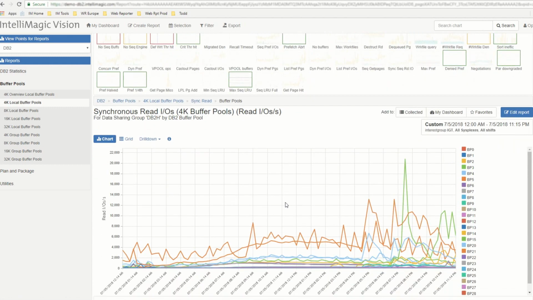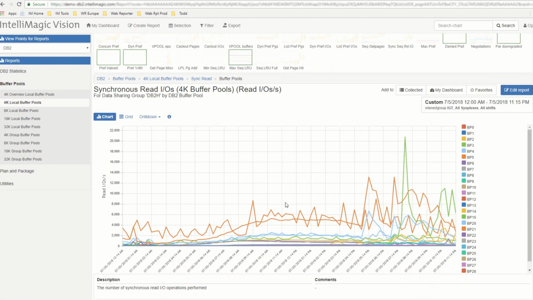For the various buffer pools, we see that the number of sync read IOs is highest for buffer pools 5 and 21, 15, and maybe 20. So those pools could be the initial focus of buffer tuning efforts.